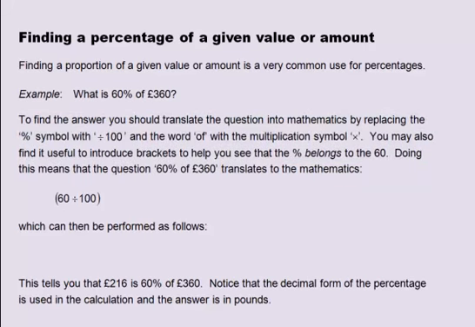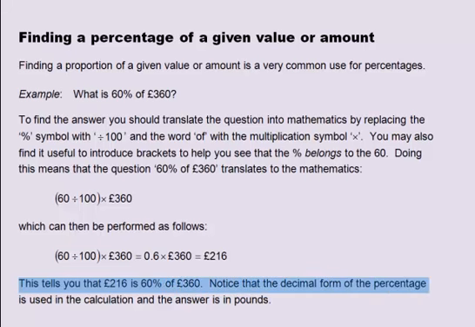60% becomes 60 divided by 100. The of becomes multiply, and the £360 remains the same. This can be performed as follows. 60 divided by 100 multiplied by 360 equals 0.6 multiplied by 360, which equals £216. This tells you that £216 is 60% of £360. Notice that the decimal form of the percentage is used in the calculation and the answer is in pounds.